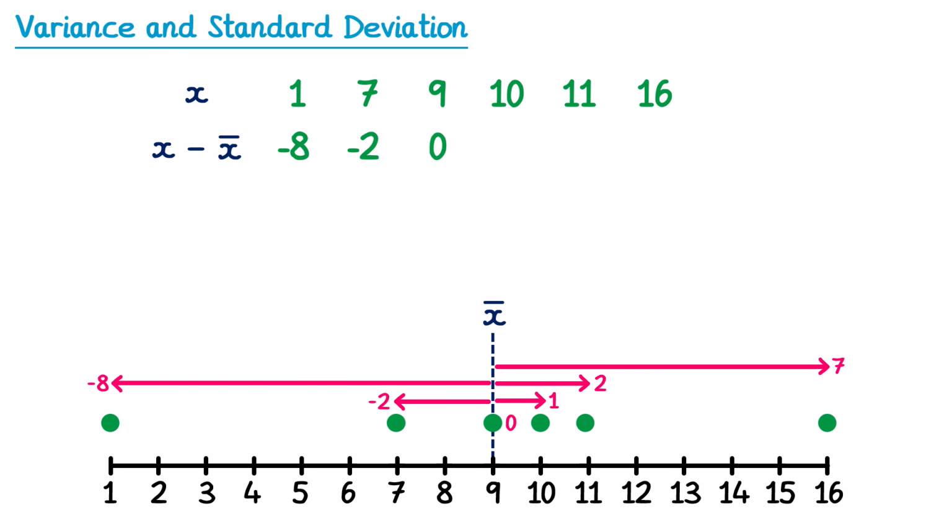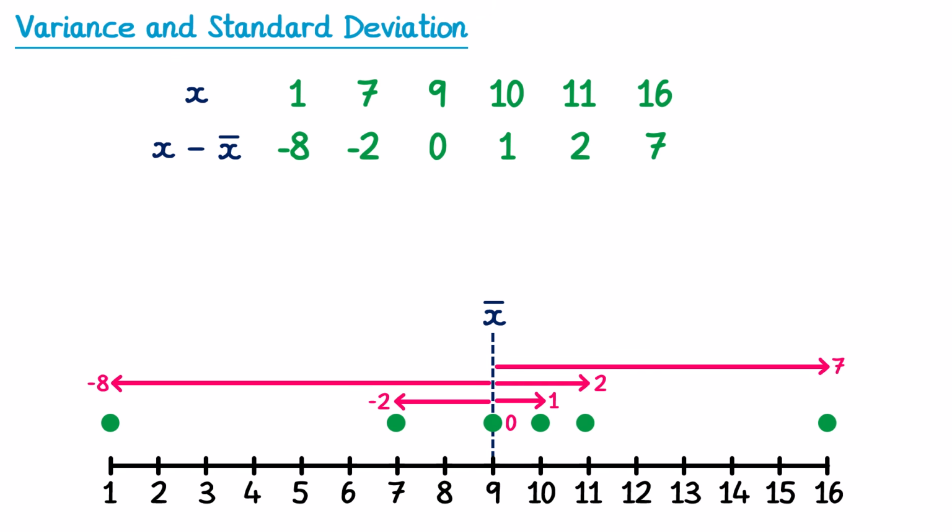Then we have 10 subtract 9, which is 1, 11 subtract 9, which is 2, and 16 subtract 9, which is 7. These last three values were positive, that's because they are above the mean. Then in terms of how spread out this data is, it might make sense to calculate the average of these values, because it will give an idea of the average difference between the values and the mean.